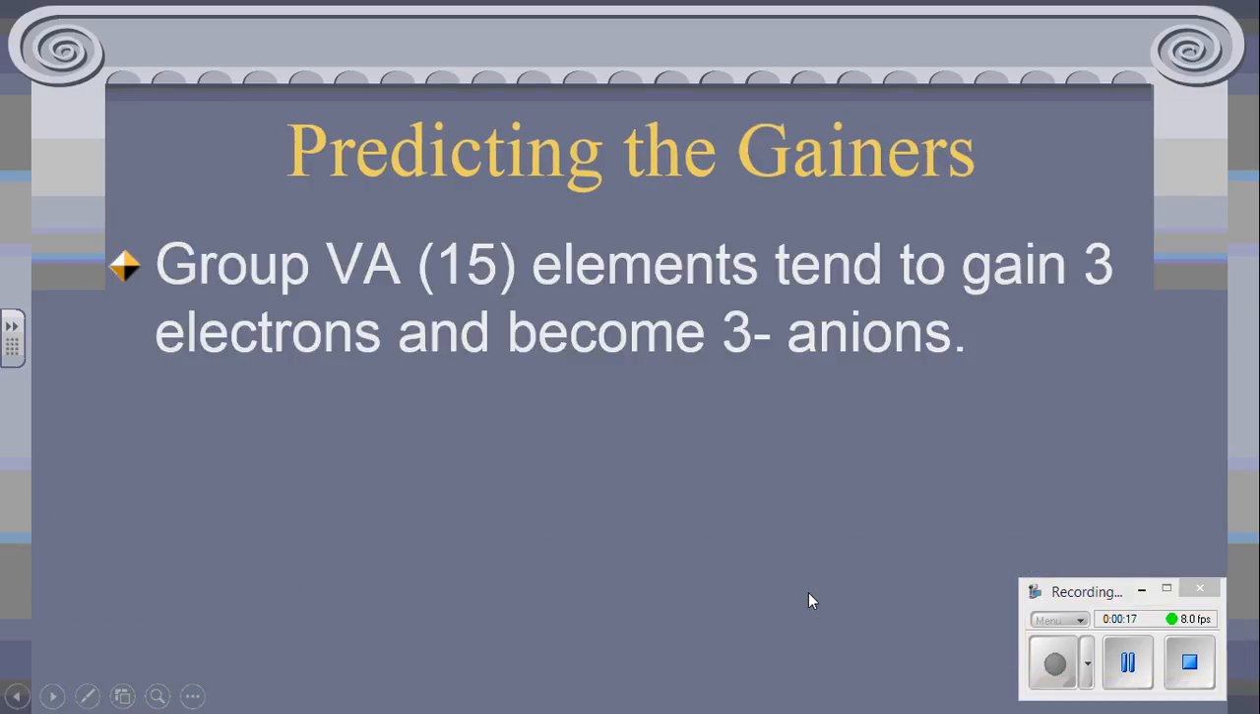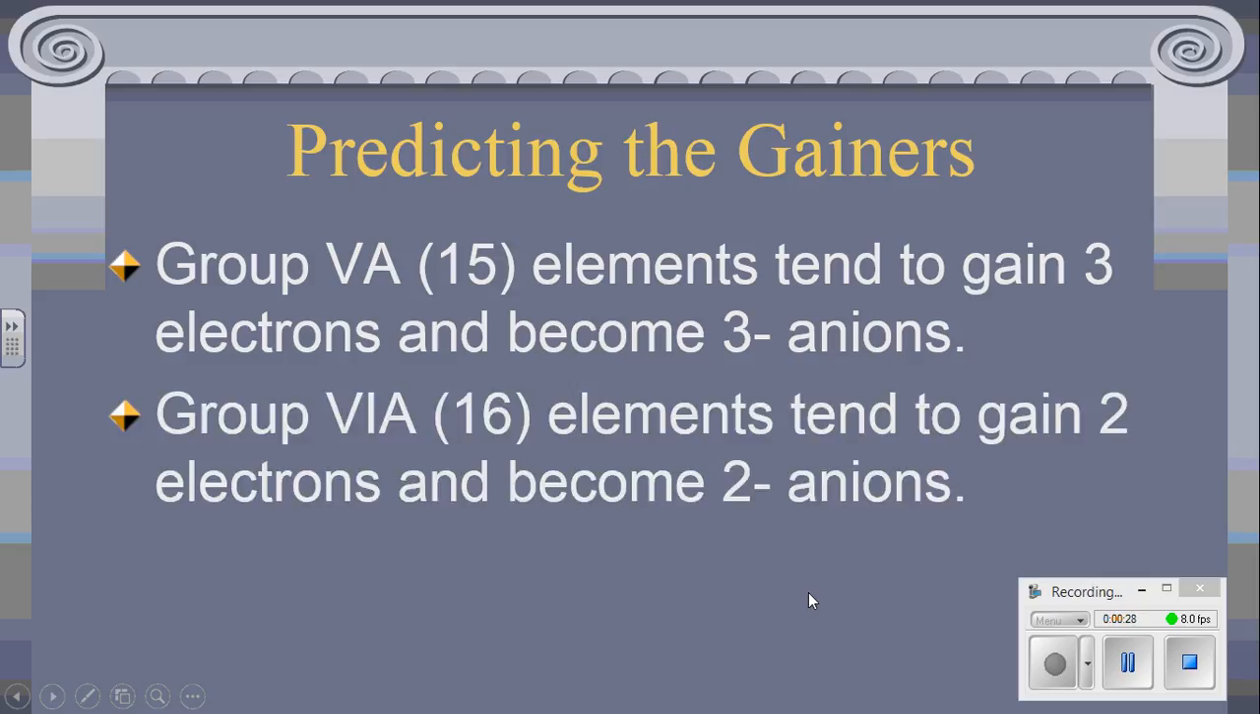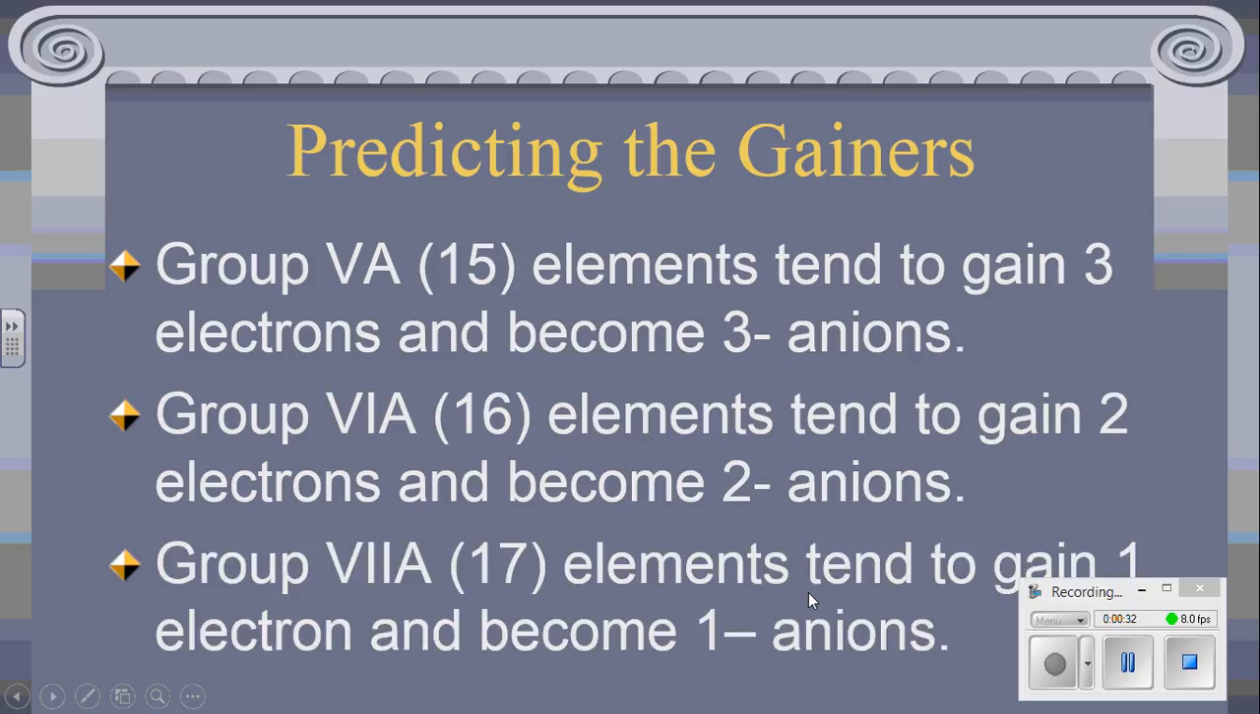If we're looking at group 15, find that on the periodic table, those things tend to gain 3 electrons and become -3 anions. So we can follow the pattern here. 16 tends to gain 2 electrons and become -2, and 17 tends to gain 1 and become -1. An interesting thing to consider is what happens to group 18 if you follow the pattern. If we went from -3 to -2 to -1, the next number would be 0. And so group 18, the noble gases, tend to not form ions at all.